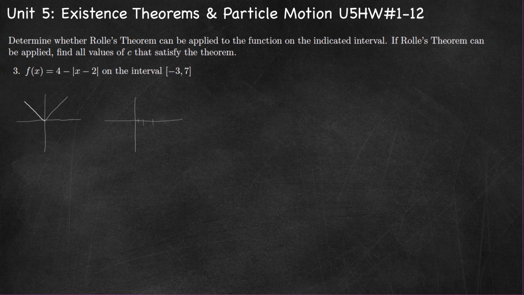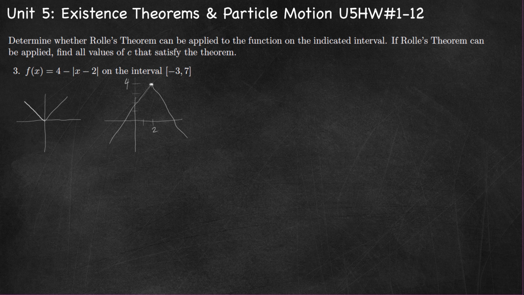Okay, so our vertex is no longer at the origin. It's shifted 2 units to the right. It's shifted 4 units up. And then it's reflected across the x-axis. And that reflection happens before the vertical shift. So we end up with a graph that looks something like this.